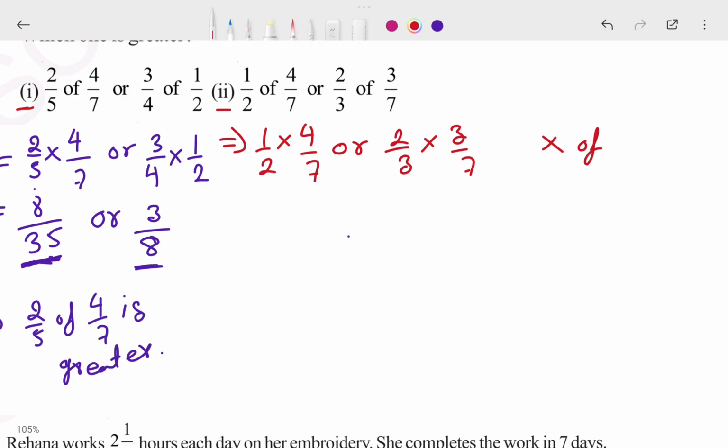So now, will 2 or 4 be possible? Yeah, it is possible, because 2 ones are 2 and this is going to be 2 twos are 4. It is possible. Now see here, 2 or 7, is it possible? No, it is not possible. 3 or 3, yeah, 3 ones are 3, it is possible.